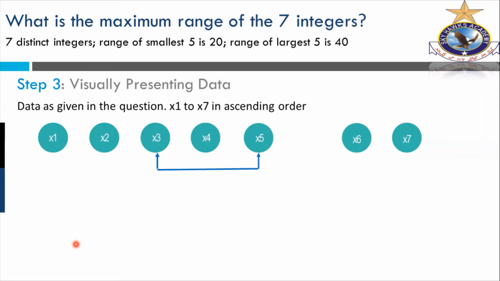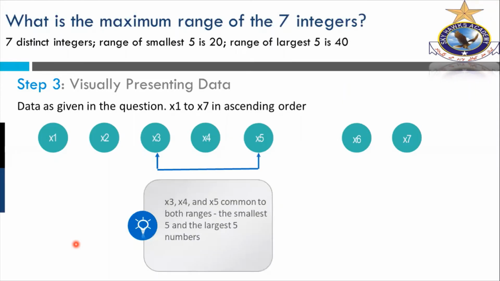So look at this, the x3 and x5. If you're counting from the bottom, I mean in ascending order, from the smallest to the largest, you will get these 5. Am I right? These are the 5 numbers from the bottom. And coming down from the top, x3, x4, x5 come into both ranges. Now, these are the common numbers. If you are counting 5 from the bottom, you will end up at x3. If you are going up and counting 5 from the top, you will reach x5. So that's why these are the common ones, the smallest 5 and the largest 5.